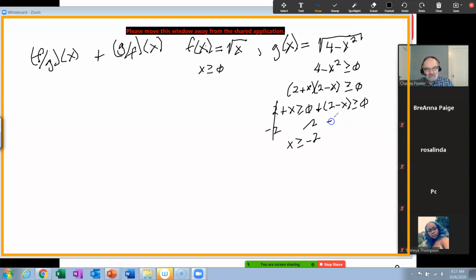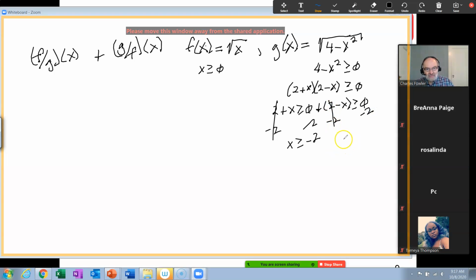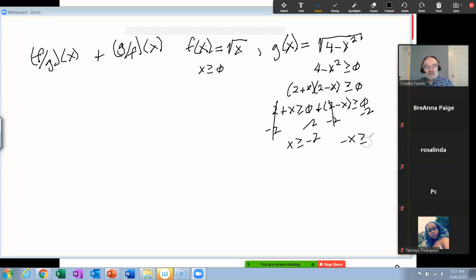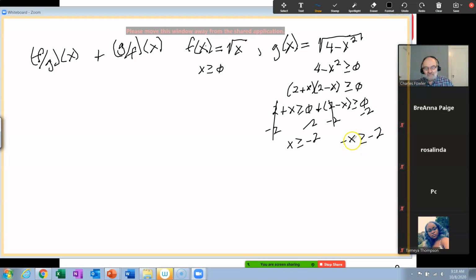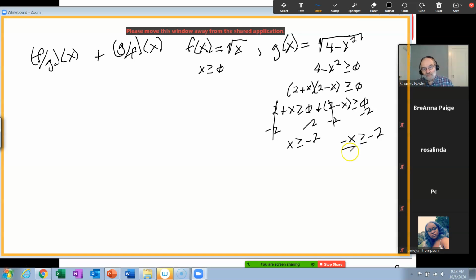If you subtract 2 from both sides, like we just did, that gives us, again, these go out, and you get minus x is greater than or equal to minus 2. Well, we don't want minus x, we want x. So we're going to divide both sides, or multiply both sides, by minus 1. Well, guess what that does?